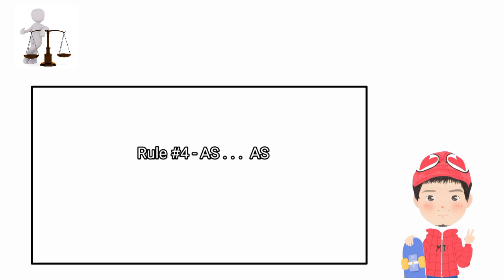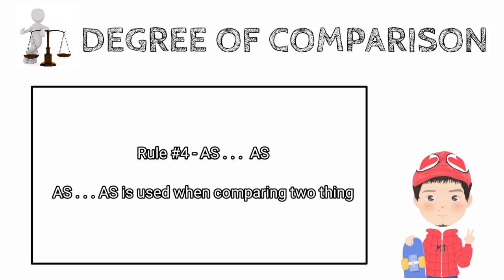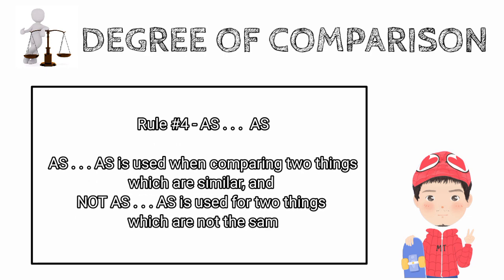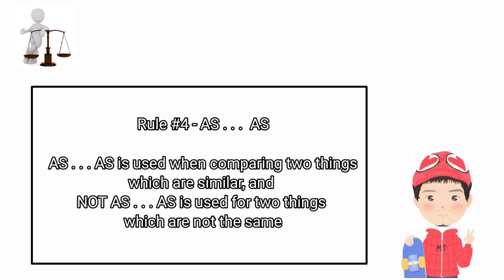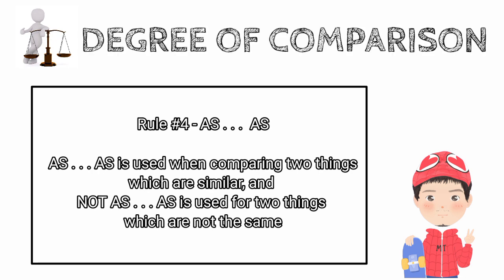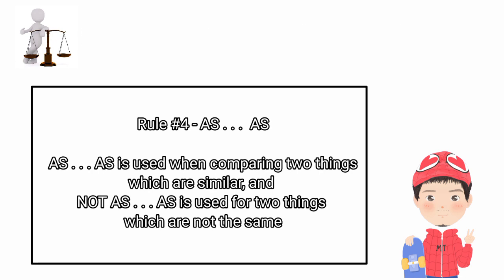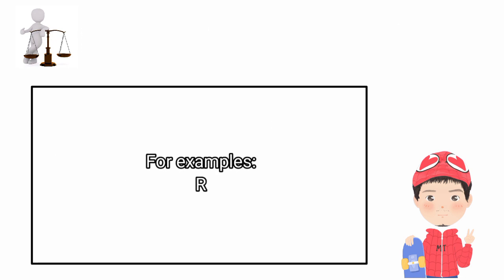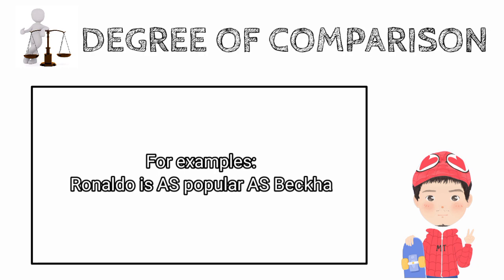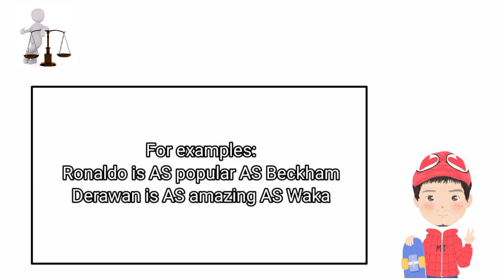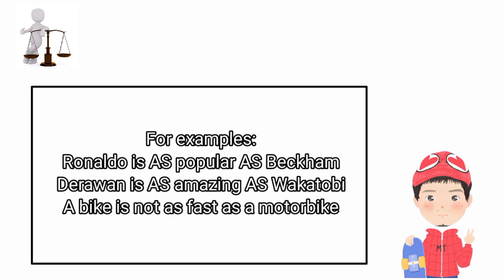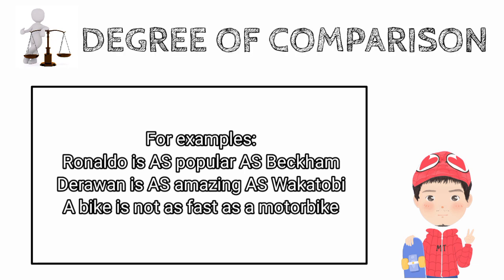Rule number 4. As blah blah blah as. As blah blah blah as is used when comparing two things which are similar, and not as blah blah blah as is used for two things which are not the same. For examples, Ronaldo is as popular as Beckham. Derawan is as amazing as Wakatobi. A bike is not as fast as a motorbike.